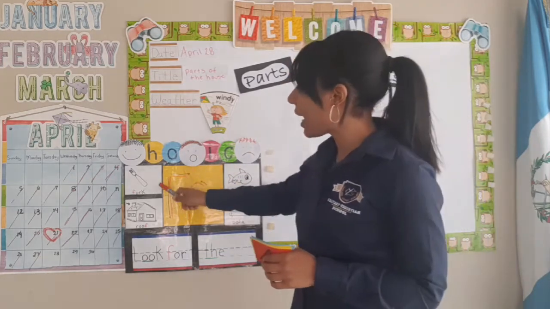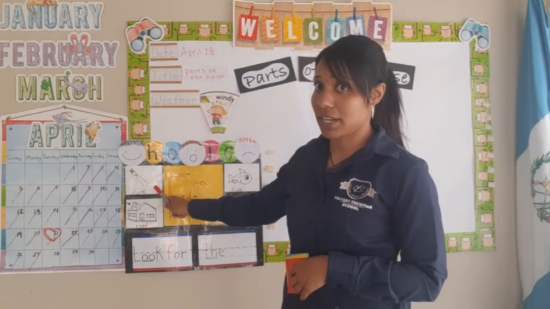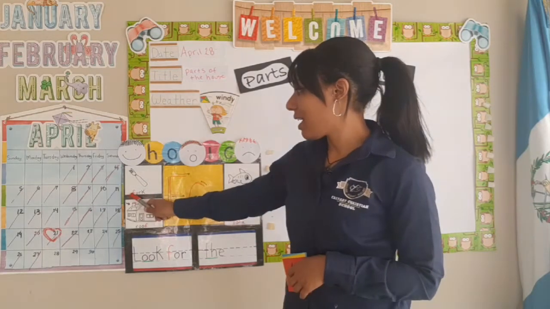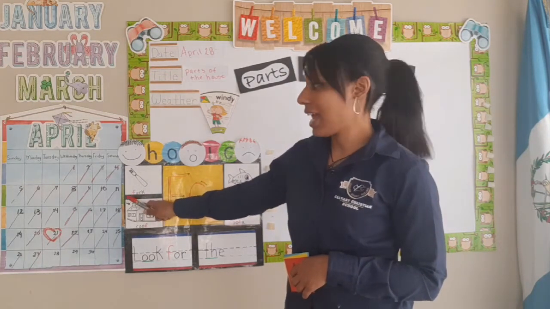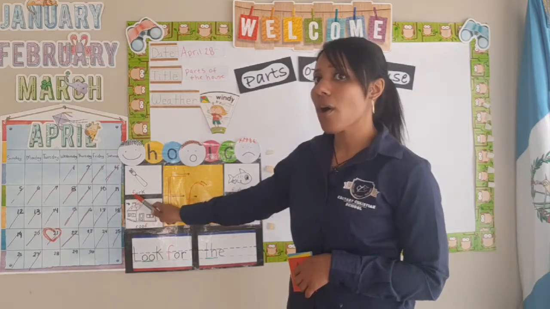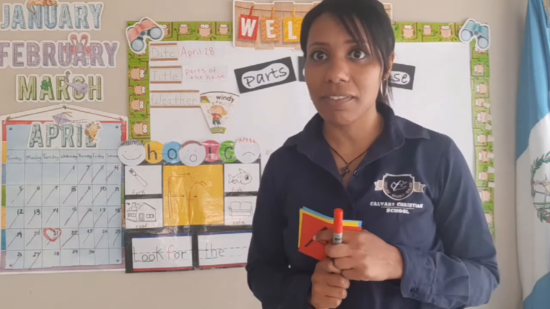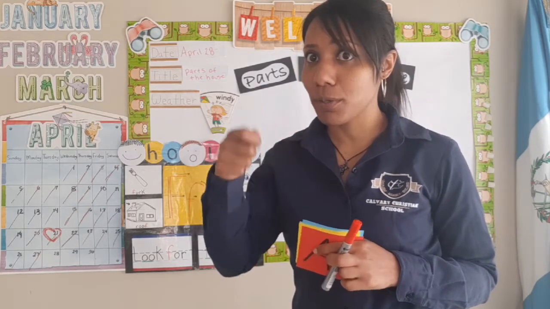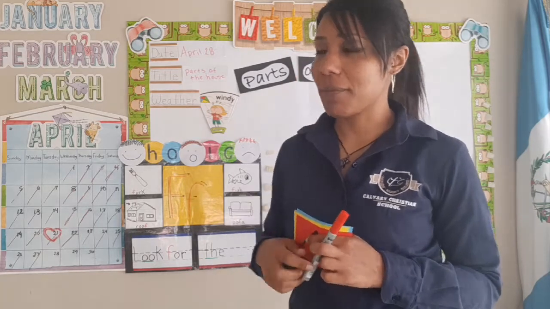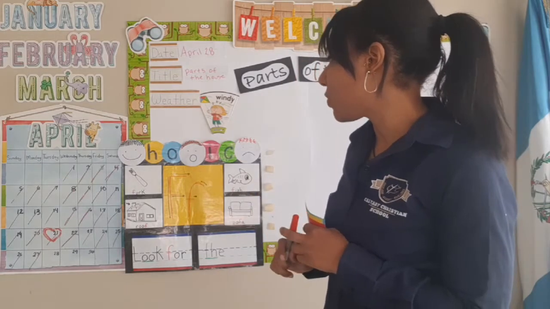So first we have the word fork, right? So fork begins with the letter F. And it's F-O-R-K. So we're going to be seeing the fork when we look at the parts of the house, because the fork, we use it when we're eating our food, okay?